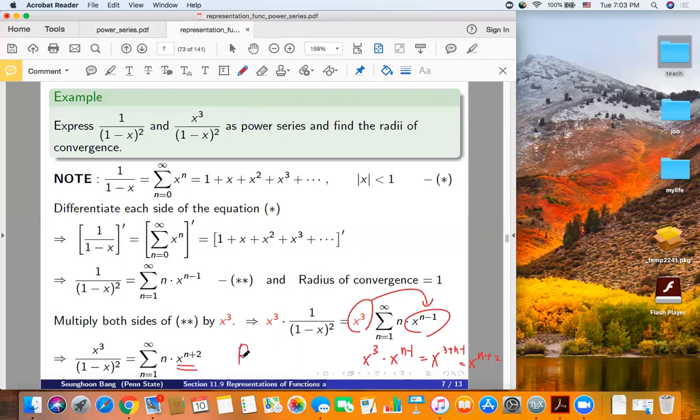What is the radius of convergence of x cubed over (1 minus x) squared? Do you know what the radius of convergence is? Yes, it doesn't change. It's always the same as the original one. This is the idea.